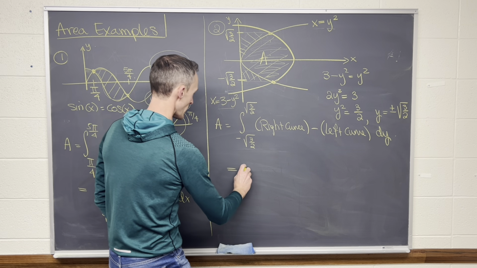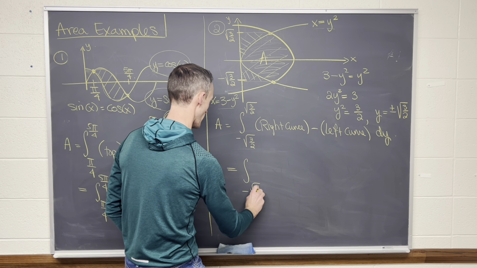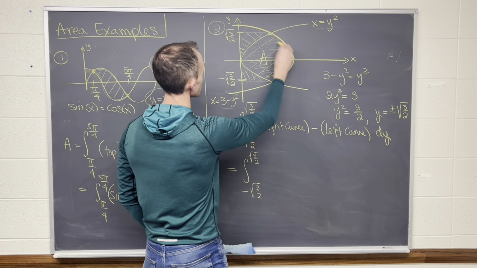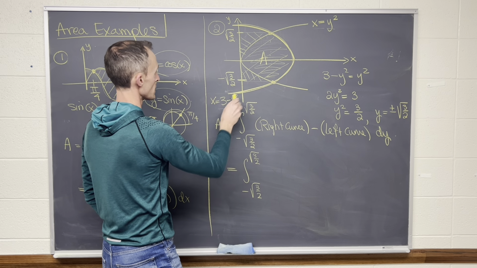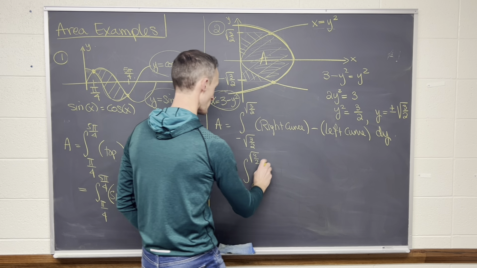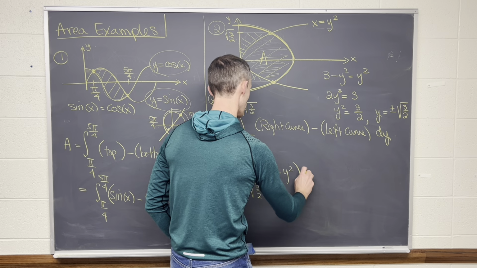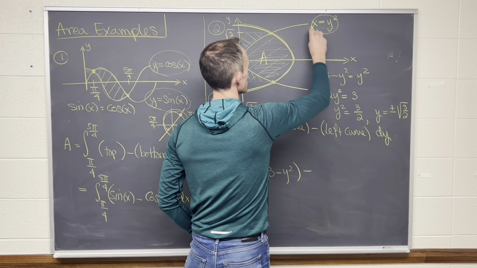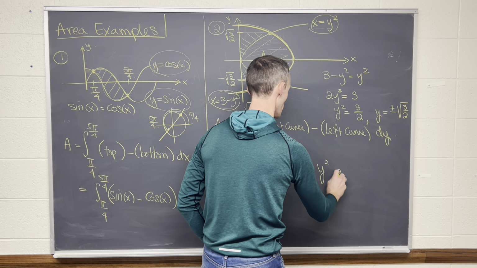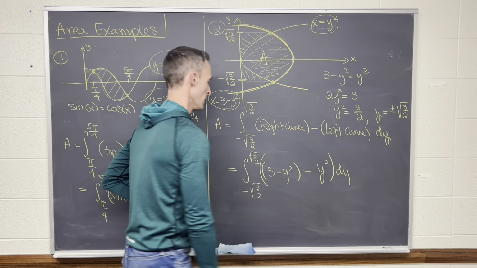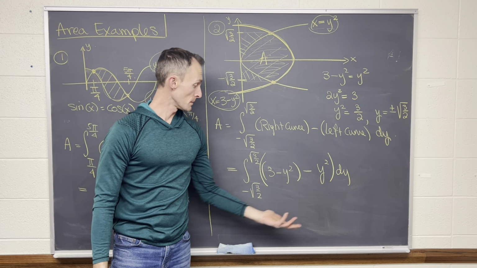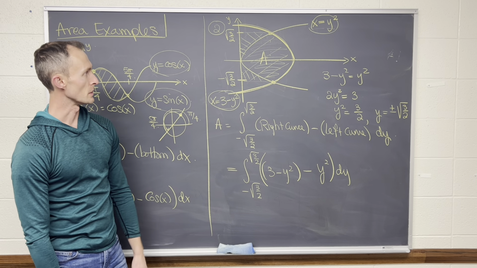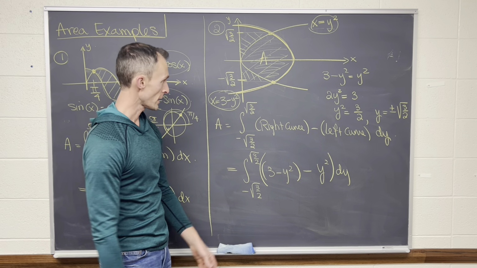So at the end of the day, what do I get? I get the integral from minus the square root of 3/2 to the square root of 3/2. What is the rightmost curve? The rightmost curve is this thing, which is given by that equation, so 3 minus y squared. And I subtract off the leftmost curve, which is this one, given by this equation, so that's just subtracting off y squared dy. And that's just a quadratic polynomial. So when we integrate it, that's just the power rule, and then we can use the fundamental theorem of calculus to get the actual answer, but you can take it from there. But that's how you set them up.